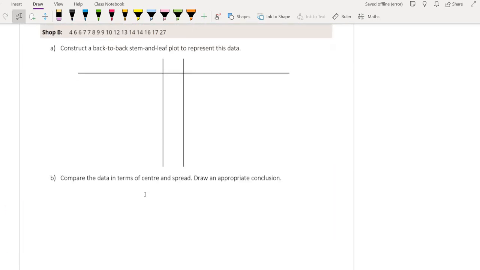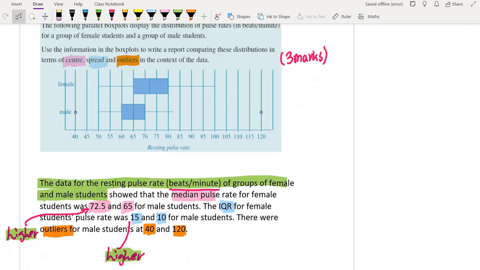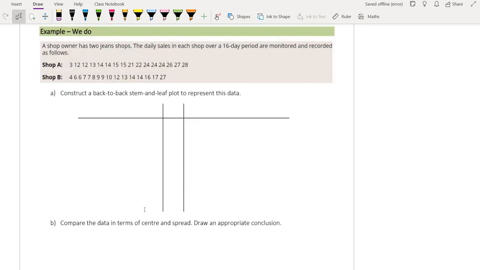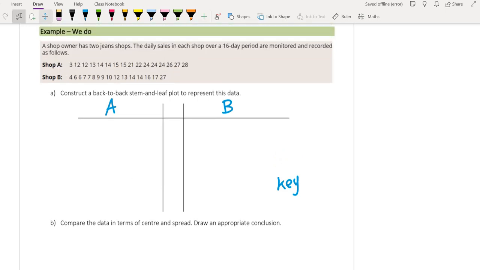And this last one, it's very similar. It's sort of like the combination of this question and this question. So you can hopefully do that yourself. The trouble here might be doing the back-to-back stem and leaf plot. Make sure you have a key. Make sure to have a good stem here that's shared between shop A and shop B. And then lastly, you need to just write the comparison. So pause the video, have a go, and come back for the answers.